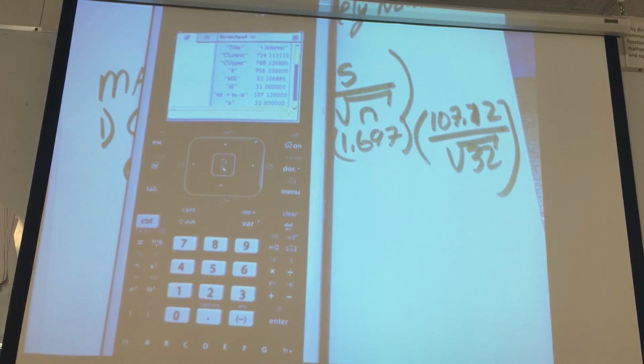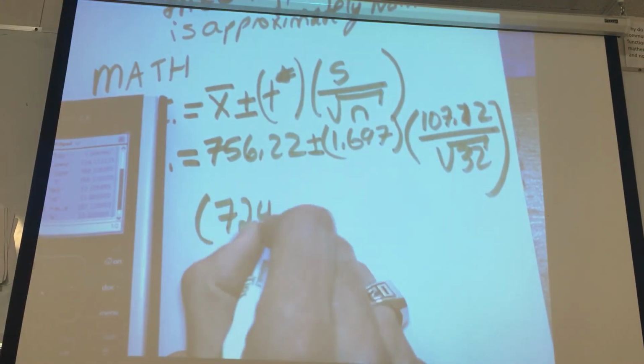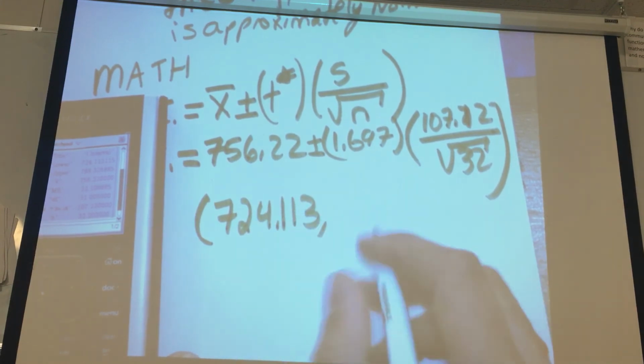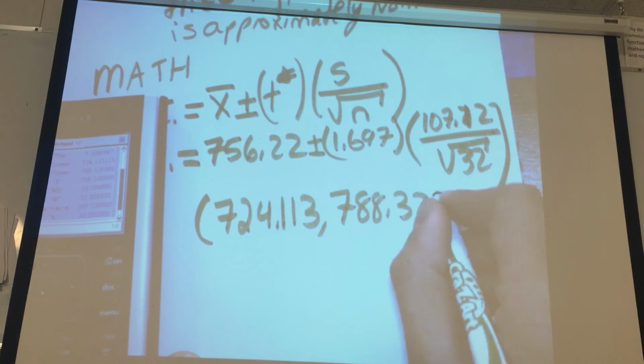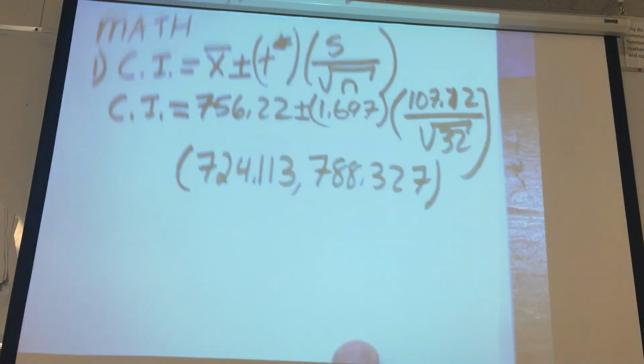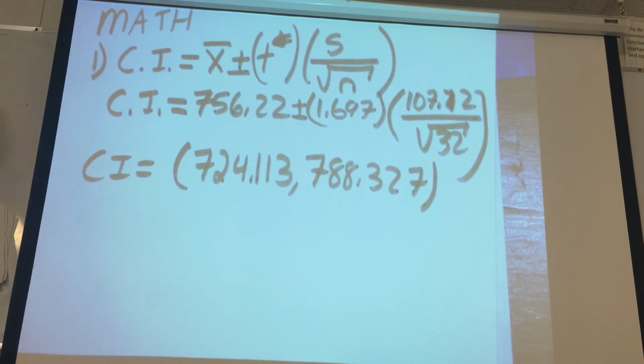Click OK. And then it gives you the lower bound and the upper bound. So the lower bound is 724, put it in parentheses, 724.113. The upper bound, 788.327. And there is your confidence interval. CI equals, with parentheses always.